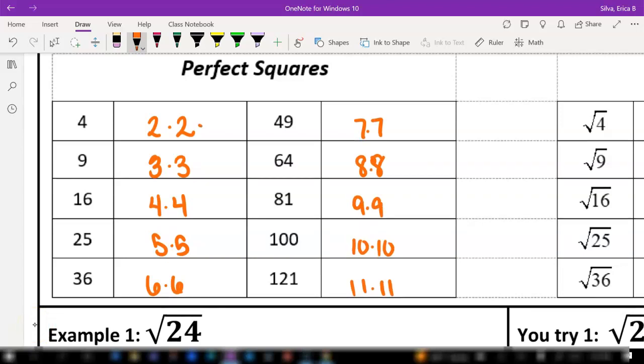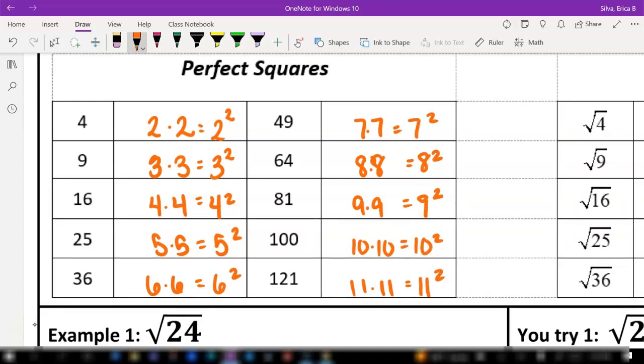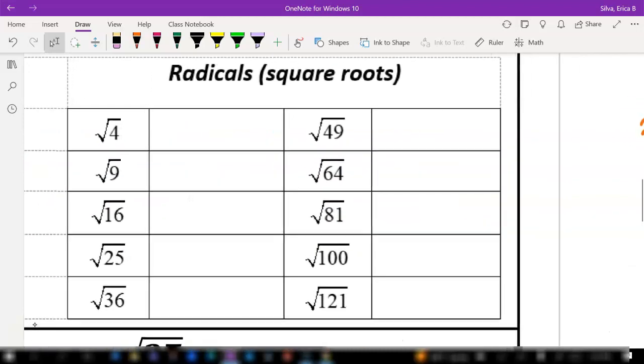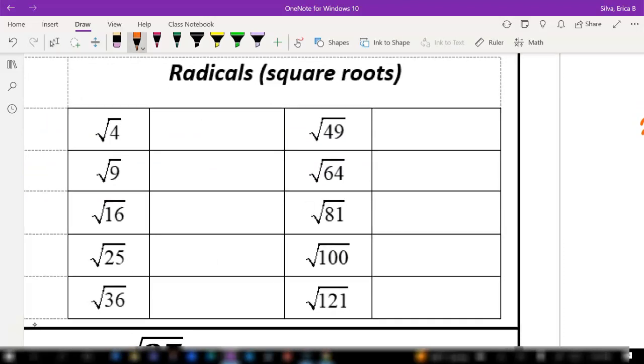Instead of writing 2 times 2, we say 2 squared. 3 times 3, we say 3 squared. And then 4 squared, 5 squared, and so on. So when we do the square root of them, we're basically looking for the length of the side. So if we do the square root of 4, we get 2. Square root of 9 is 3. Square root of 16 is 4, and so on.